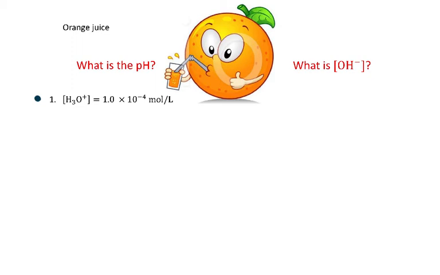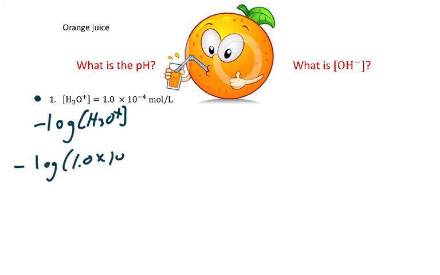So I guess we can do the first one together and then have quite a few more here that I'll let you do on your own. So if we know H3O+, we're going to take the negative log of the H3O+ concentration. So the negative log of 1 times 10 to the minus 4, and it's moles per liter. That would give us simply a nice 4.0 as the pH.